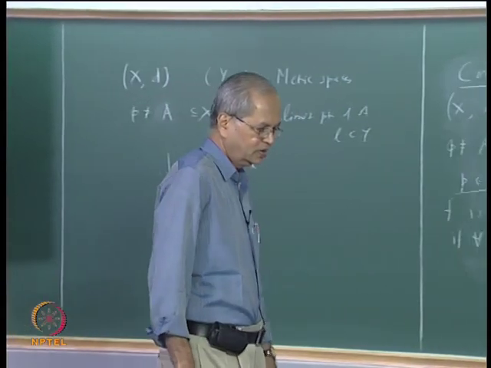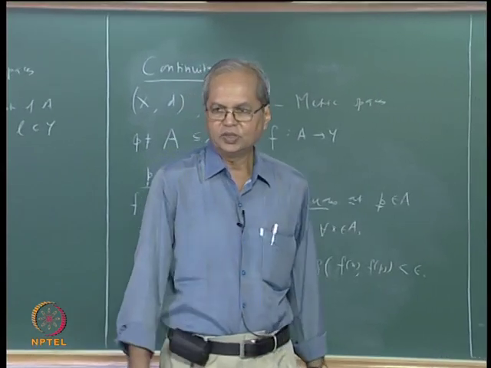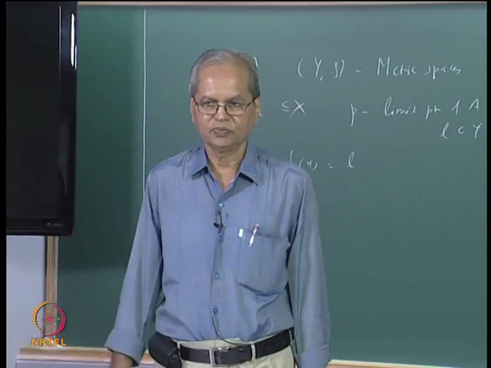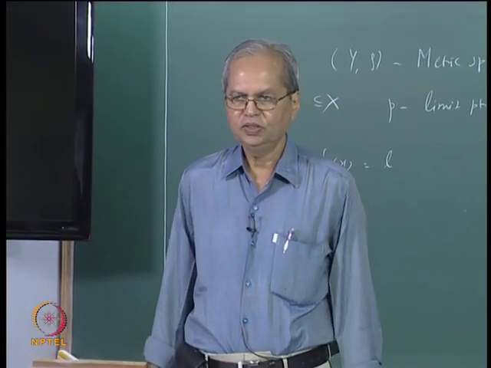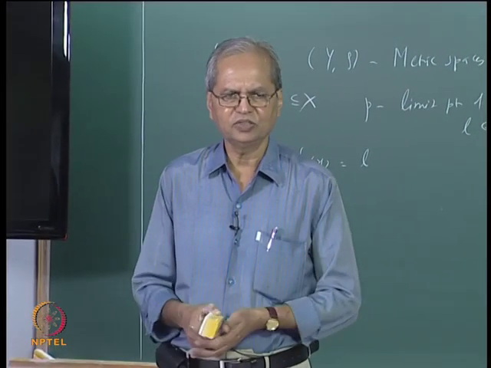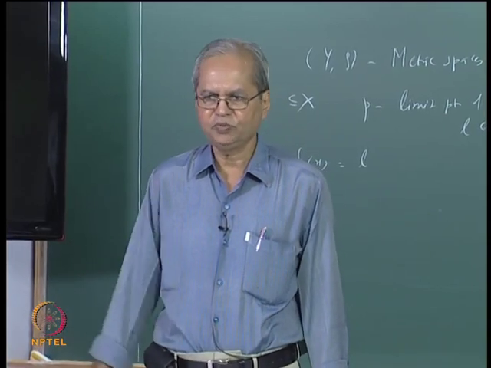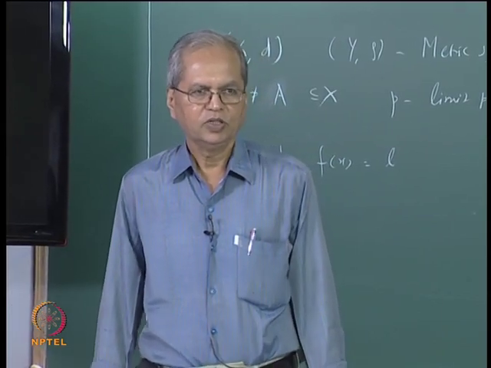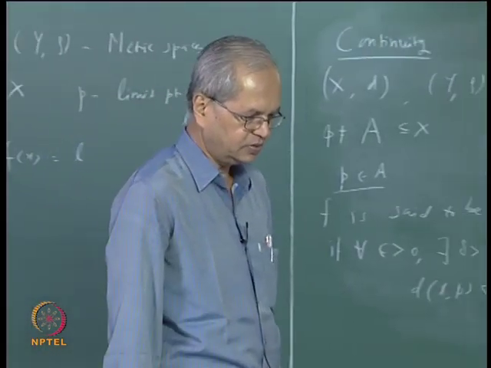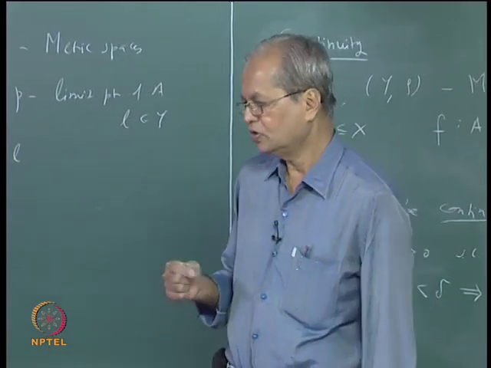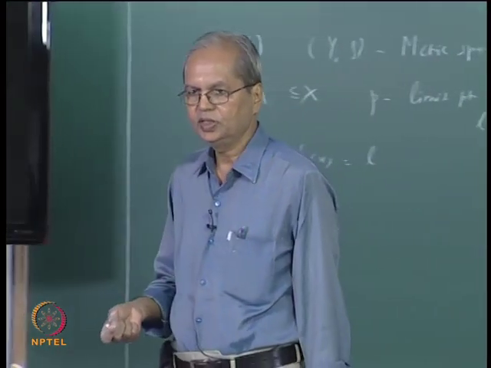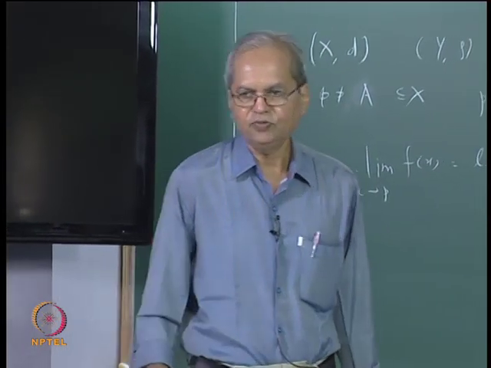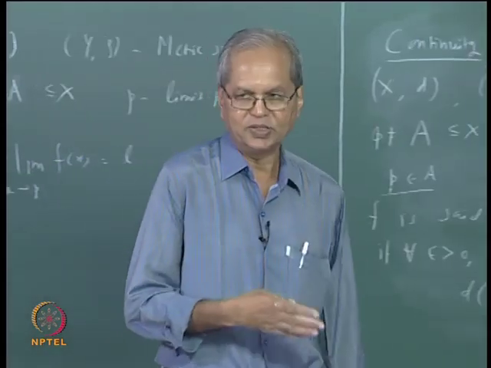Now, among these two types, you can see that the second type is easy to handle. Suppose a limit exists and the value is different from f of p, then we can redefine that function, change the value of f at p, and make the function continuous there. That is possible. If a function is not continuous at a point, we say it is discontinuous at that point, and those points are called points of discontinuity of the function. And this second type which I mentioned just now is called removable discontinuity.